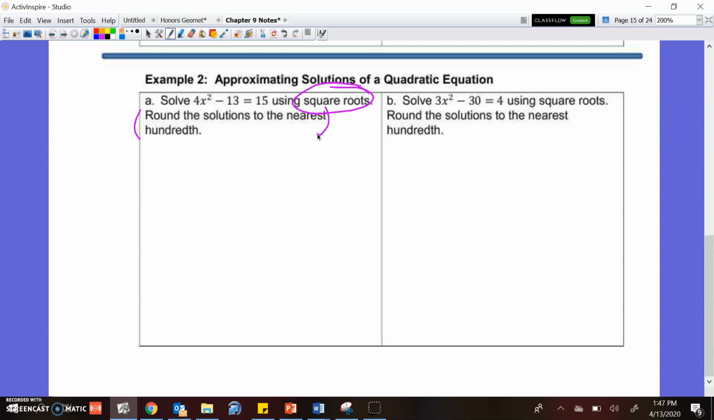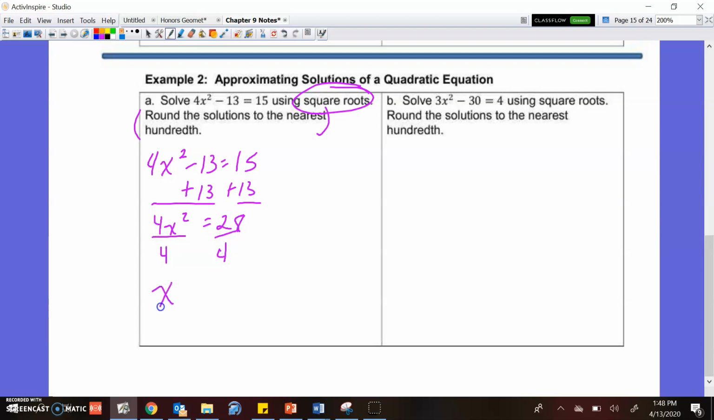So before, we never had to round anything. It came out nice and exact. Well, in these problems, they won't. So you're going to need your calculator handy. I'm going to go ahead and solve it like before. I'm going to isolate my variable by adding 13 to both sides. So now I have 4x squared is equal to 28. I'm going to divide both sides by 4 to get that x squared by itself. So x squared equals 7.